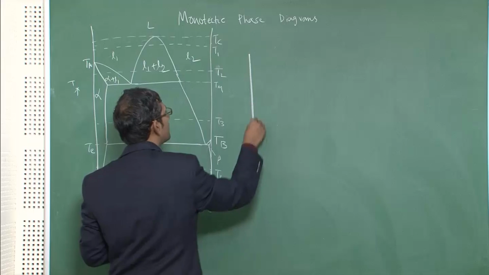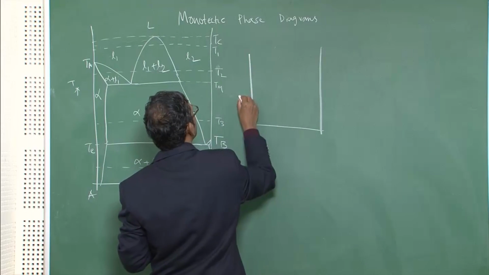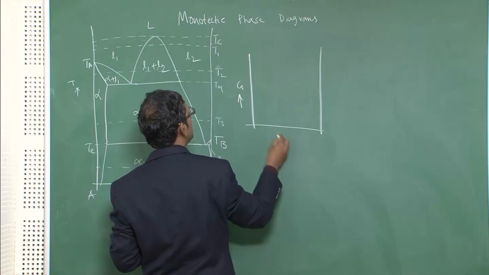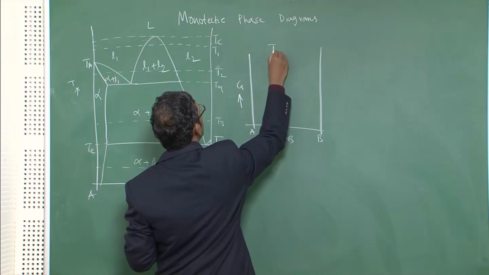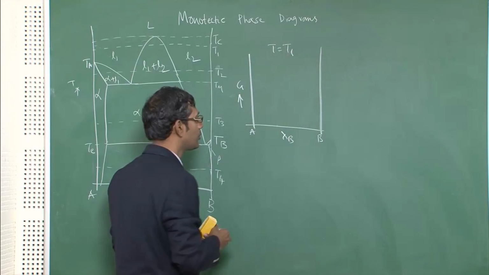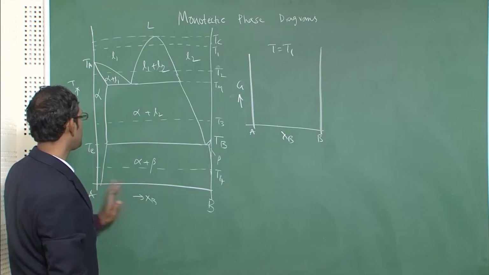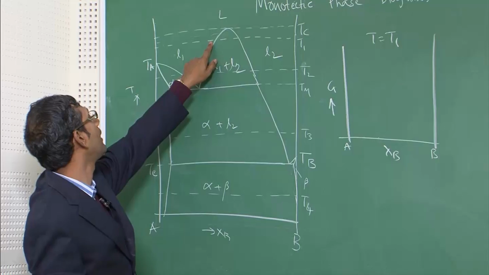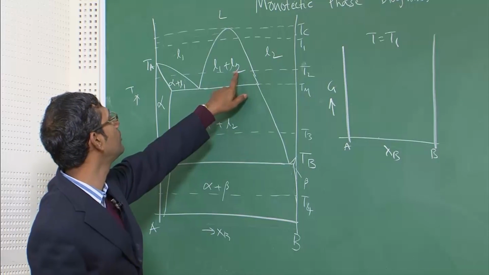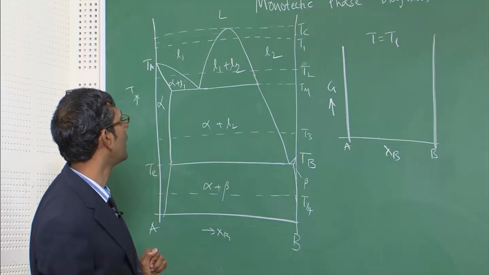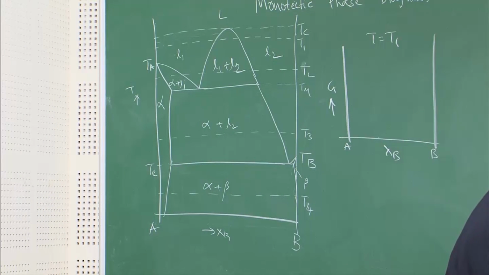As you have probably seen in all my last plots, this is G versus XB, and this is at T equal to T1. So, what happens at T equal to T1? At T equal to T1, you see from the A rich end to the B rich end, L1 is stable for a particular composition range, then L1 plus L2, and then liquid L2. So, let us use different color chalks today.